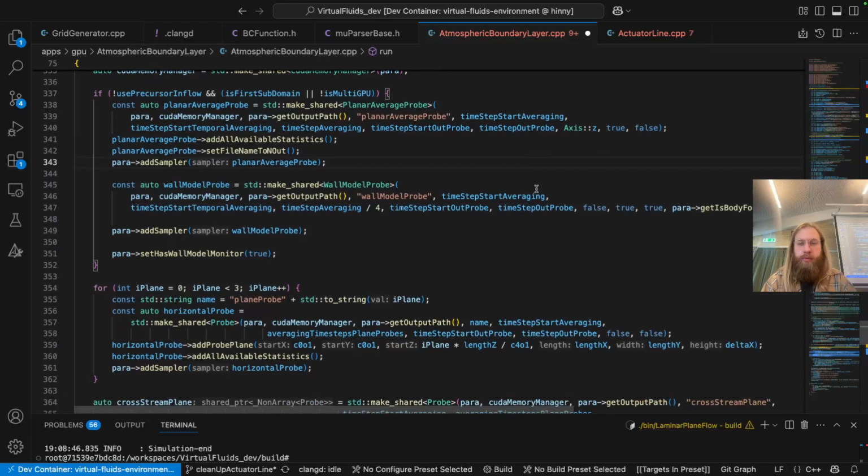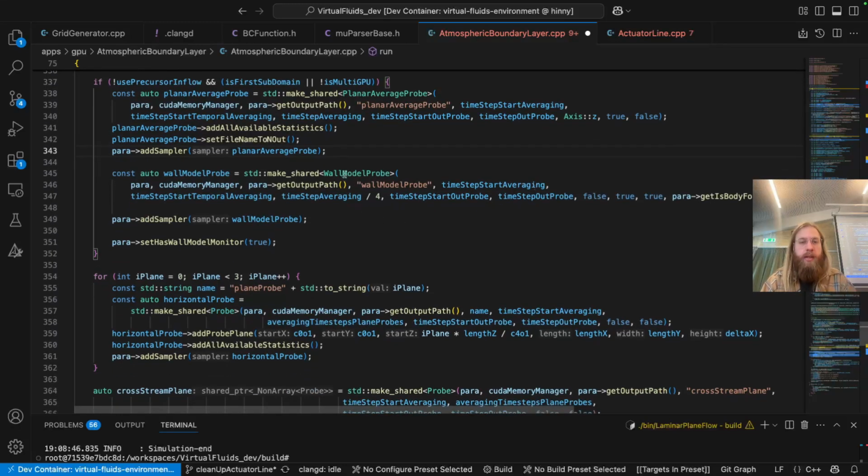So you can do a lot of post processing. And then we also have the Wallmodel probe. So if you want to know something about what's happening at your Wallmodel, if you want to compute the friction velocity in your domain and so on and so forth, you can do that. So this computes always the average over all boundary nodes.